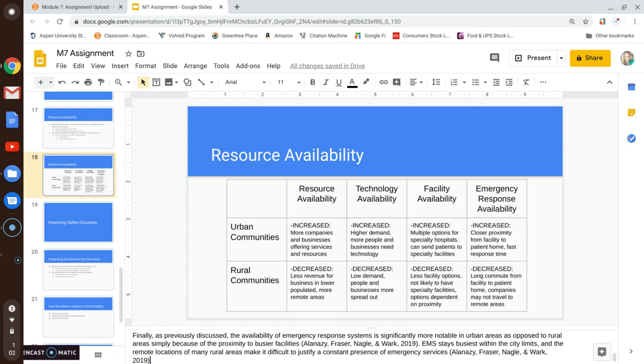Finally, as previously discussed, the availability of emergency response systems is significantly more notable in urban areas as opposed to rural areas simply because of the proximity to busier facilities. EMS stays busiest within these city limits, and these remote locations in many rural areas make it difficult to justify a constant presence of emergency medical services.